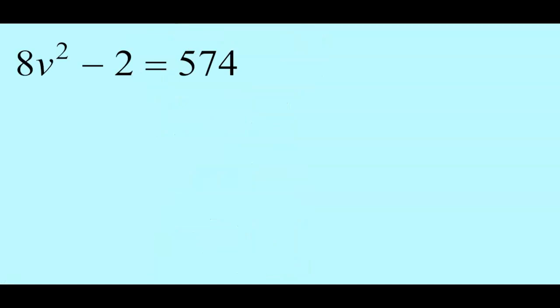Okay, here's another one. Isolate v squared. Add 2 to both sides.